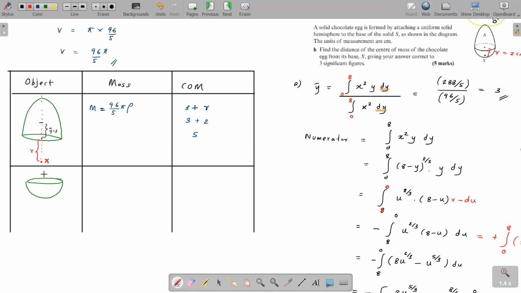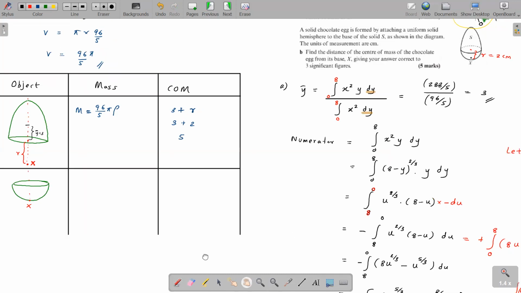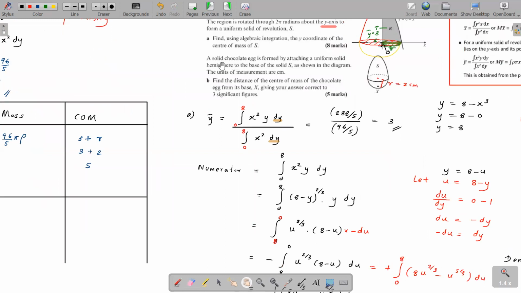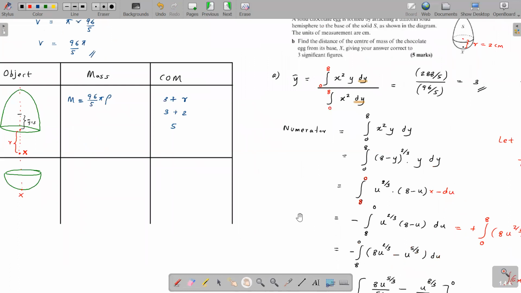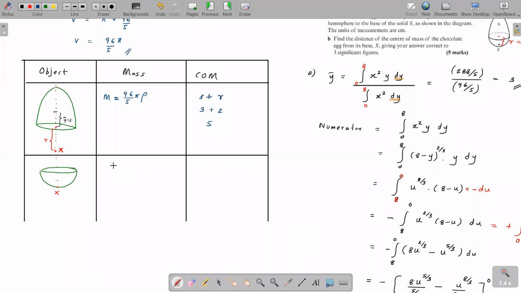You're attaching the hemisphere. The bottom of the hemisphere has this point x. Right, guys? So it's a solid hemisphere, isn't it? Yeah, they are saying they're attaching a solid hemisphere. A solid chocolate egg is formed by attaching a solid uniform hemisphere. So mass of a solid hemisphere: you take mass as proportional to the volume.